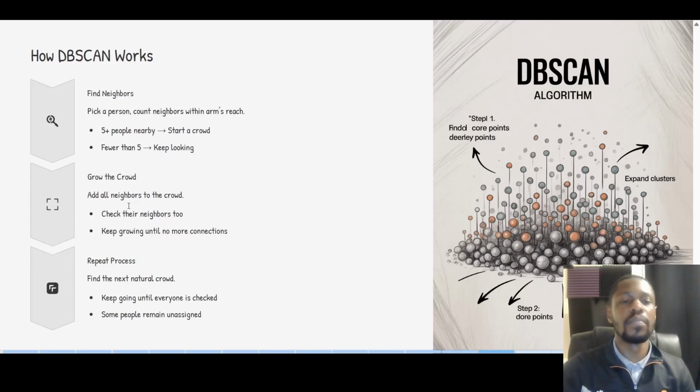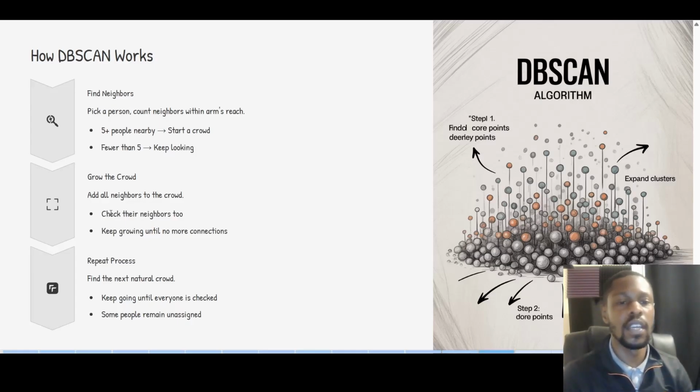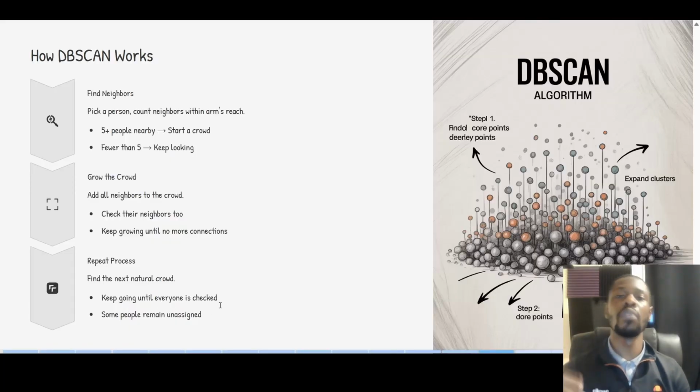The next step is to grow the crowd. We add all the neighbors onto that crowd, all the people within arm's length. And we check their neighbors too, and we keep growing until there are no more connections of people to be added to this crowd. Then we repeat the process, finding the next natural crowd, and we keep going until everyone is checked. And so some people will remain unassigned.